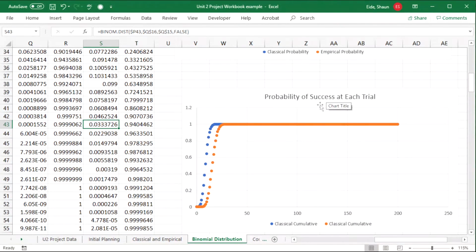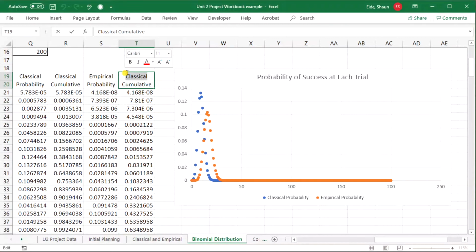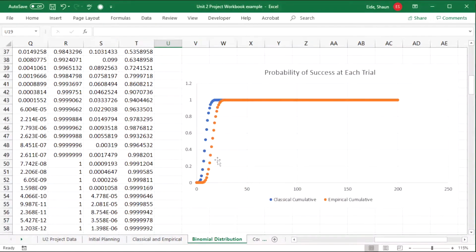Additionally, this is the probability of success at each trial for cumulative. So this is the classical probability, and this is the, so hold on, this should say empirical probability. Empirical cumulative. That is the empirical cumulative.